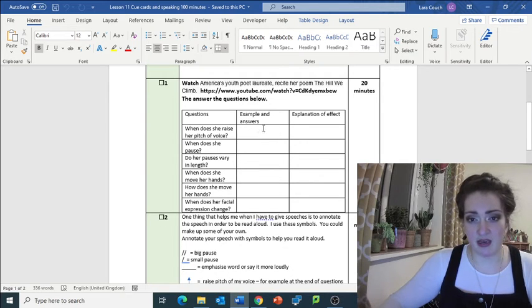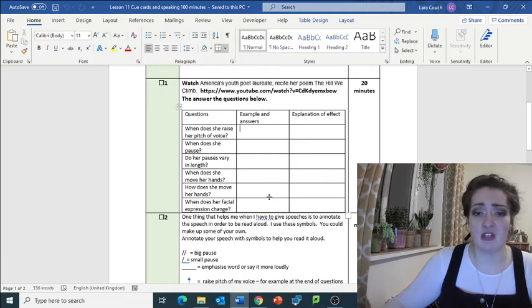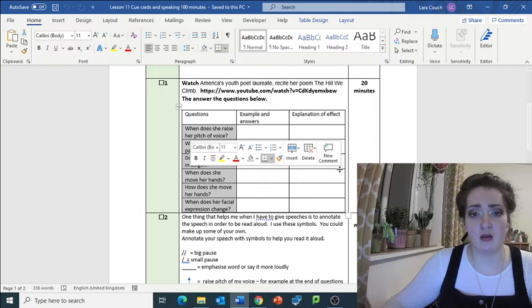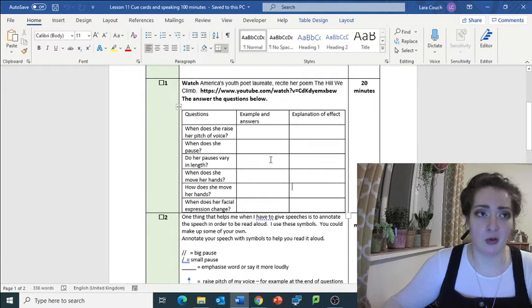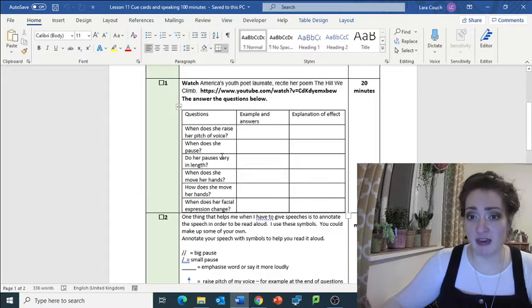So examples and answers, you don't have to put a quote there, that's completely fine. You can just note a pattern. So you might say she raises the pitch of her voice when she's about to ask a question, or she's stressing a point, something like that, that's fine. And then you explain the effect. These are all the things you want to do when you are writing your speech as well. Eye contact's a basic one, so I'm not going to bother writing that down there for you because you need to have eye contact. So it's analysing a really effective orator.